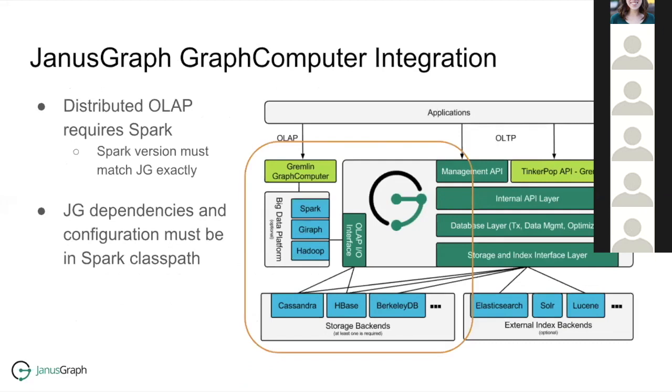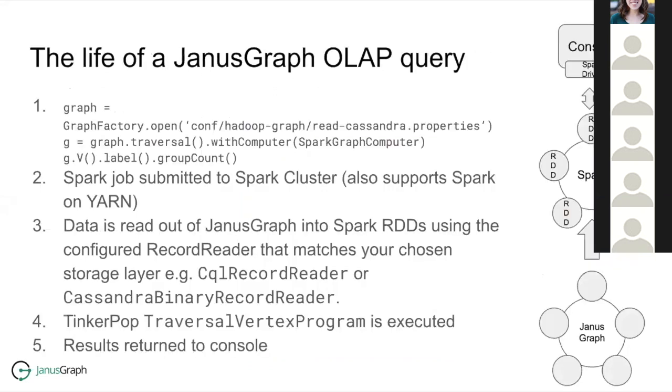So JanusGraph is integrated with Spark in basically this way. I'll walk you through the life of a JanusGraph OLAP query just real quickly here. So let's say you start up your Gremlin console. Instead of getting an instance of a JanusGraph factory, we're going to actually open up a Hadoop graph using this GraphFactory.open instead of JanusGraphFactory. Then we can get a regular old traversal source, just like we were getting an OLTP traversal source, except we're going to say, hey, let's execute this with Spark. And then let's run just a really simple query.